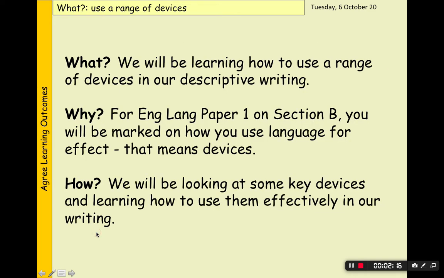So, what are we learning about? We'll be learning about how to use a range of devices in our descriptive writing. Why are we doing this? Well, like we've been doing all week, we are focusing on Language Paper 1, Section B, where you have to write a description, and you will be marked as well on how you use sentences and how you plan out the structure of your description. You'll be marked on using language for effect, and what that means is using devices. And how are we going to be doing that? Well, in this lesson, we'll be looking at some key devices, learning how to use them effectively in our writing.